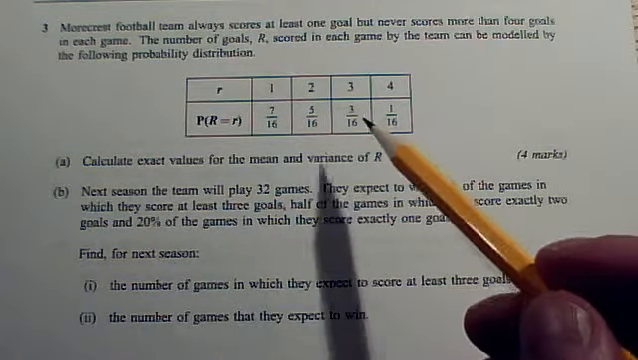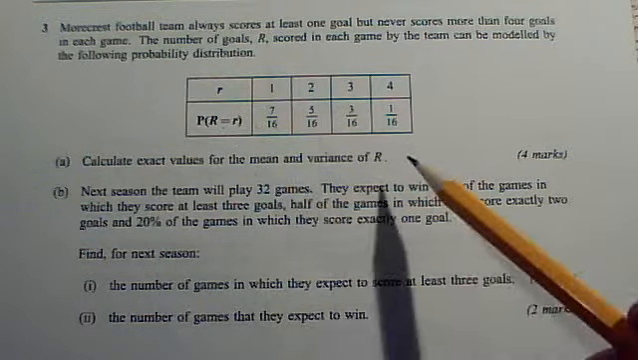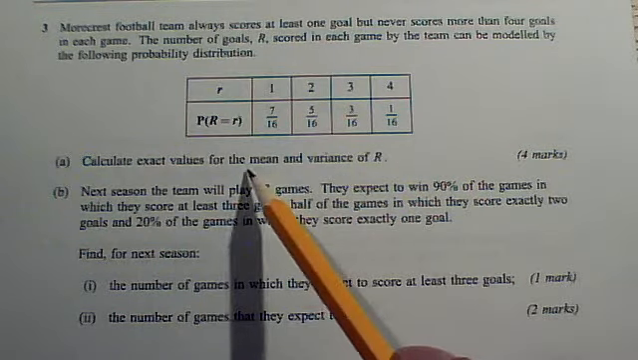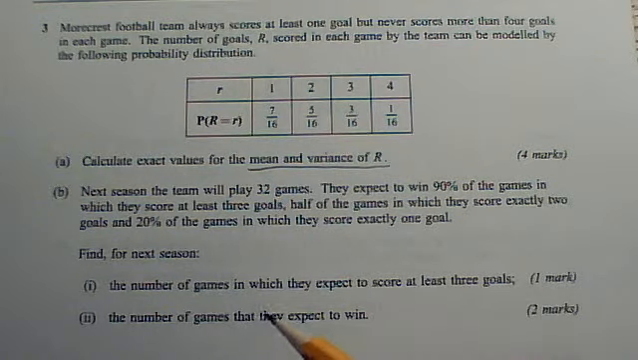Okay, here we've got a question about goals scored in games of football. But the first thing that hits your eye is a nice probability table, and we've got to get the mean and variance of this random variable, which is just the standard methods.